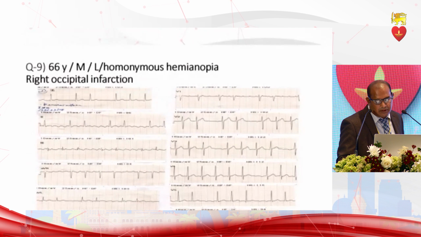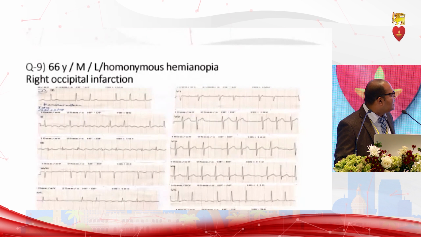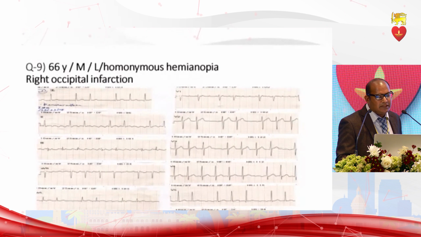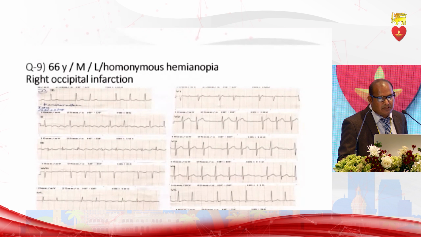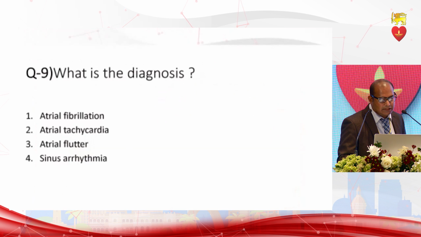For management purposes, of course, anticoagulation-wise, it's the same. Management otherwise will change depending on the rate control strategy and the rhythm control strategy. But as long as the prevention of thromboembolic complications is concerned, the risk is the same. So we have to apply the CHA score and decide on anticoagulation before a catastrophe like this happens.